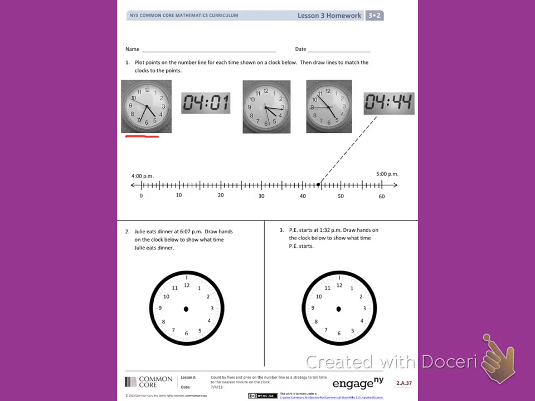Let's look at this first picture. I notice that the hour hand is between the 4 and the 5. That means it hasn't reached 5 o'clock yet. It's 4 o'clock. And now let's look at the minutes.